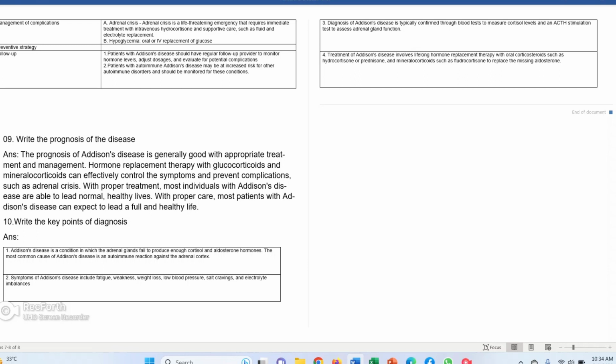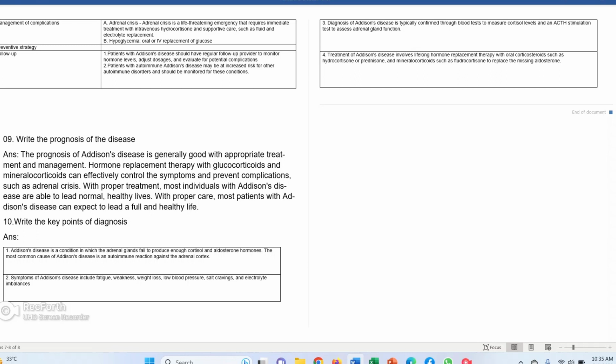The prognosis of the disease. The prognosis of Addison disease is generally good with appropriate treatment and management. Hormone replacement therapy with glucocorticoids and mineralocorticoids can effectively control the symptoms and prevent complications such as adrenal crisis. With proper treatment, most individuals with Addison's disease are able to lead normal and healthy lives. With proper care, most patients with Addison's disease can expect to lead a full and healthy life.